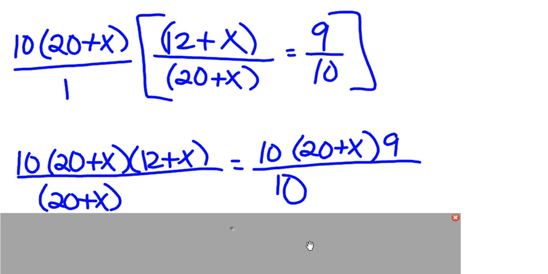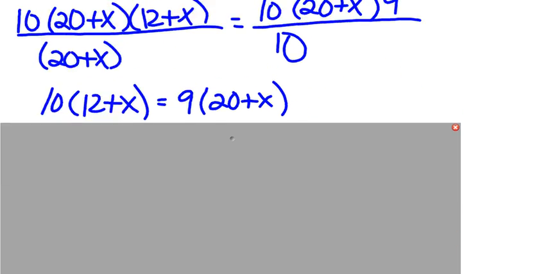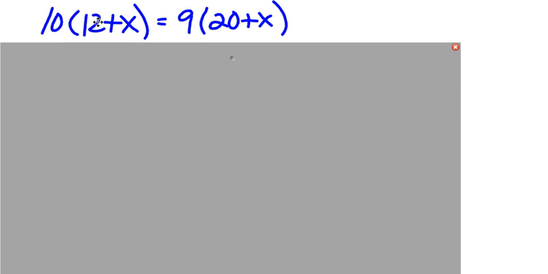And again, at this point, we're looking to see what like terms we can divide out from the numerator and denominator on each side of the equation. On the left-hand side, we could divide out a 20 plus x, which would leave us with 10 times 12 plus x. On the right-hand side, we could divide out a 10, which would leave us with 9 times 20 plus x. Here, we can just perform our operations like we normally would to solve for x. So we're going to distribute the 10 times 12 plus x and the 9 times 20 plus x.